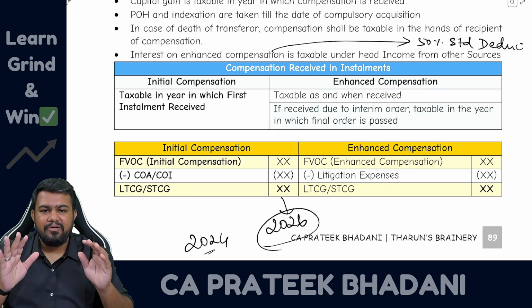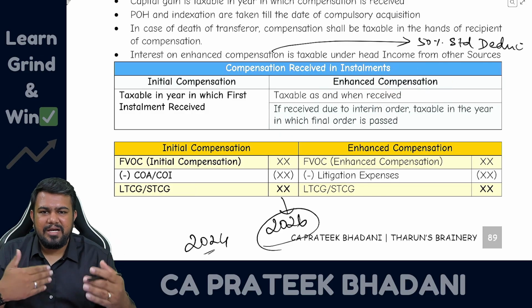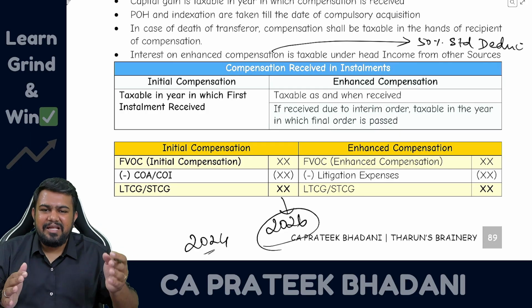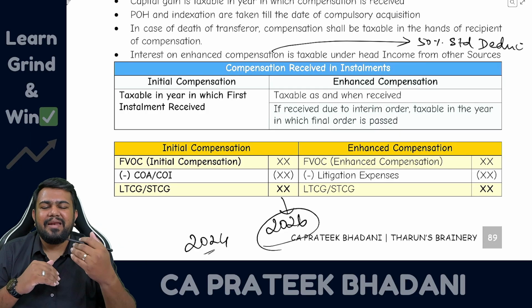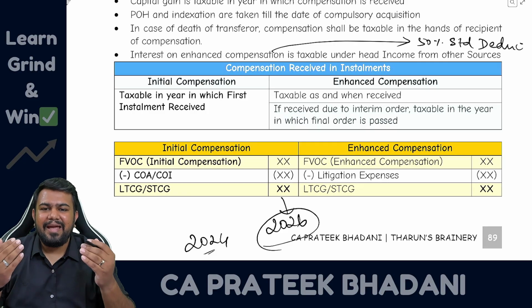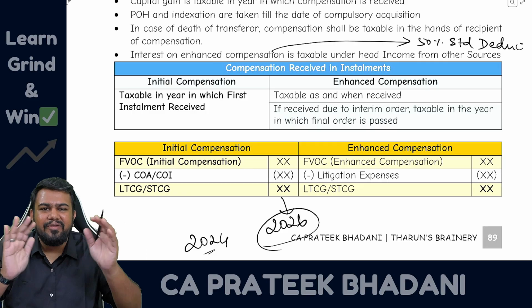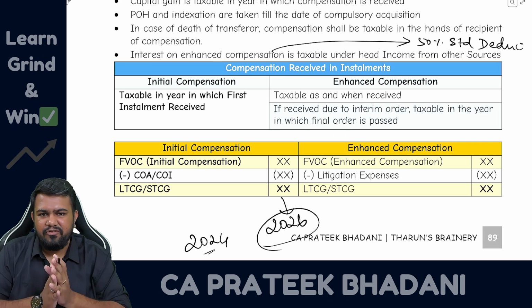However, sometimes when the court process is running, the court will not give the order. In between the case itself, the court will ask the government to pay some enhanced compensation. This is called enhanced compensation due to interim order. Interim order means what? In between the case itself, the court is asking to give compensation.